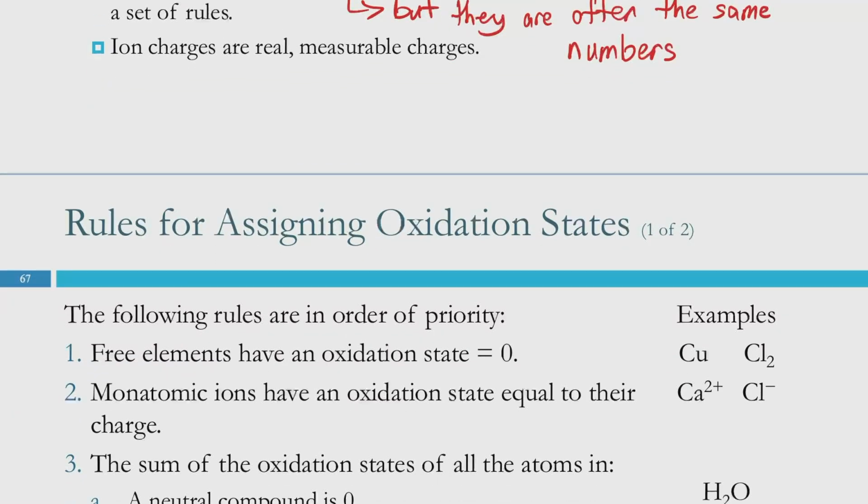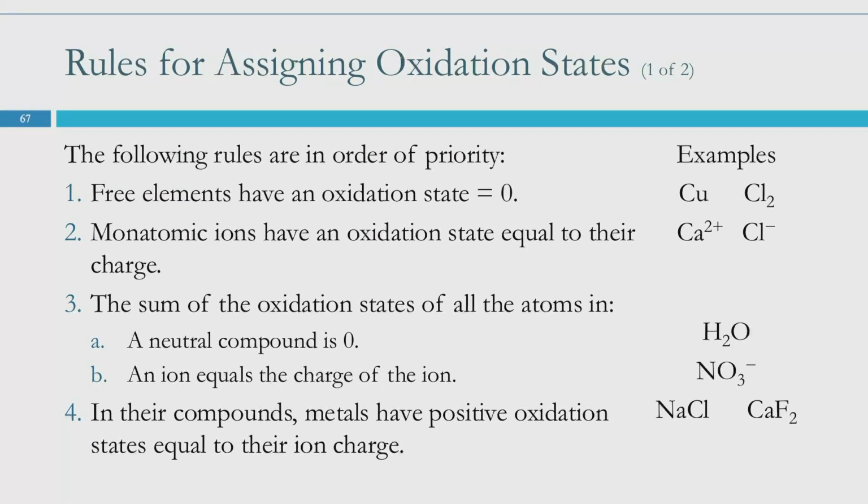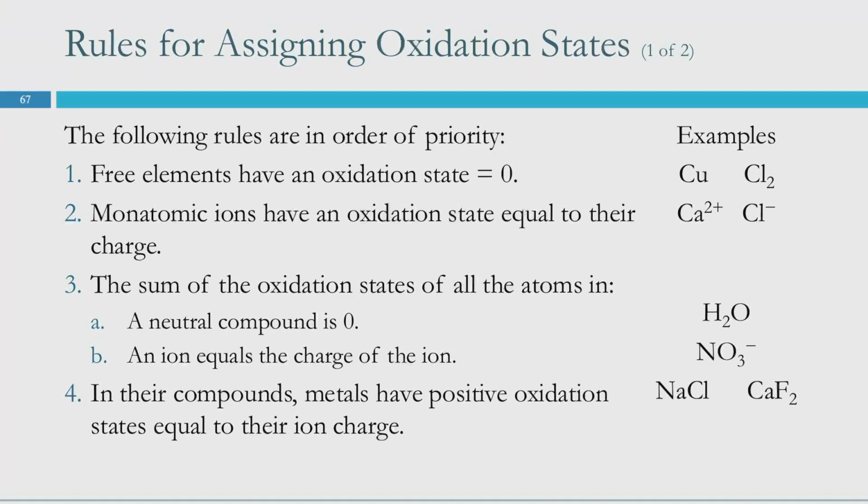Okay, so our rules for assigning oxidation states. These rules also have this priority list. So we do them in order. We assign them in order because the things that come first are the most important. The things that come later are less important.